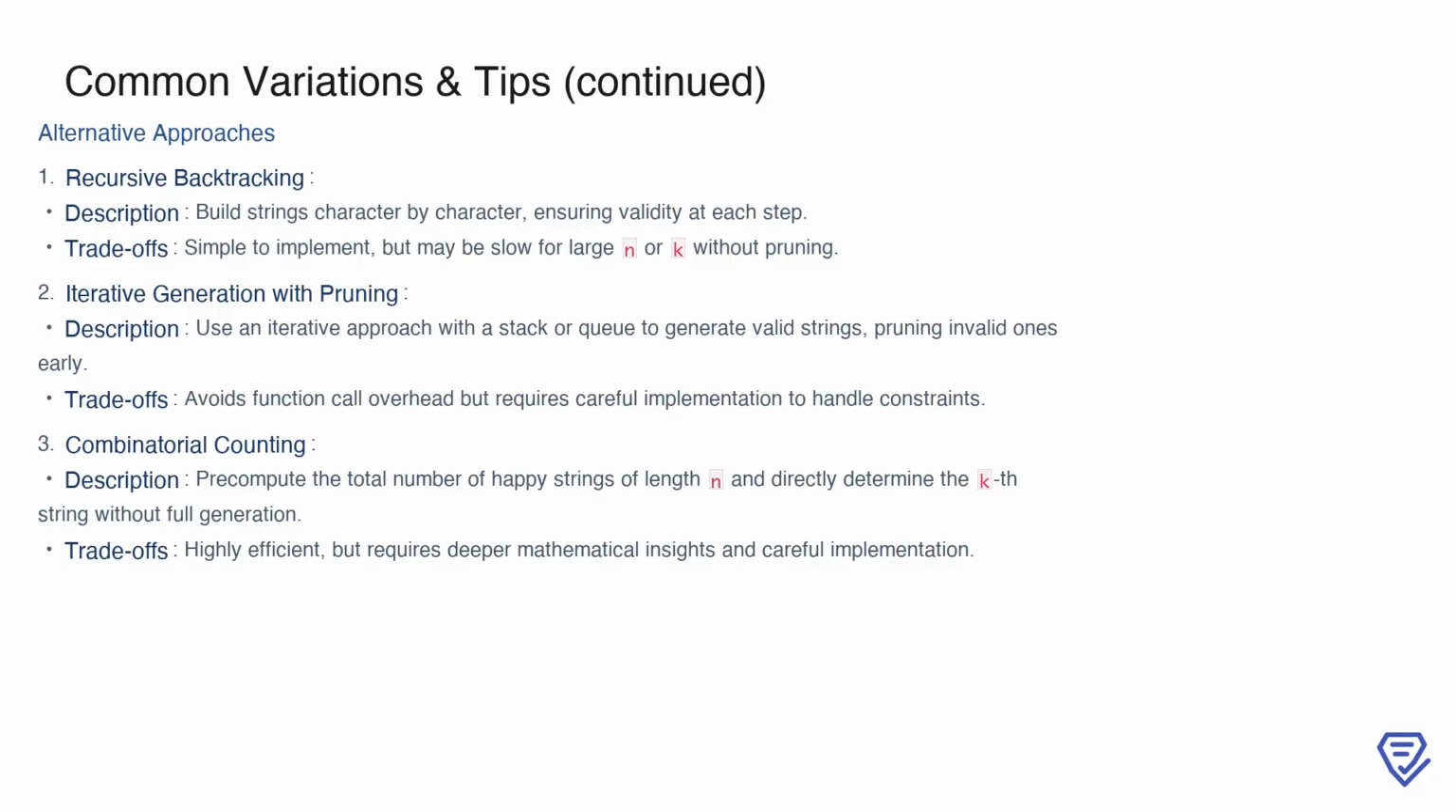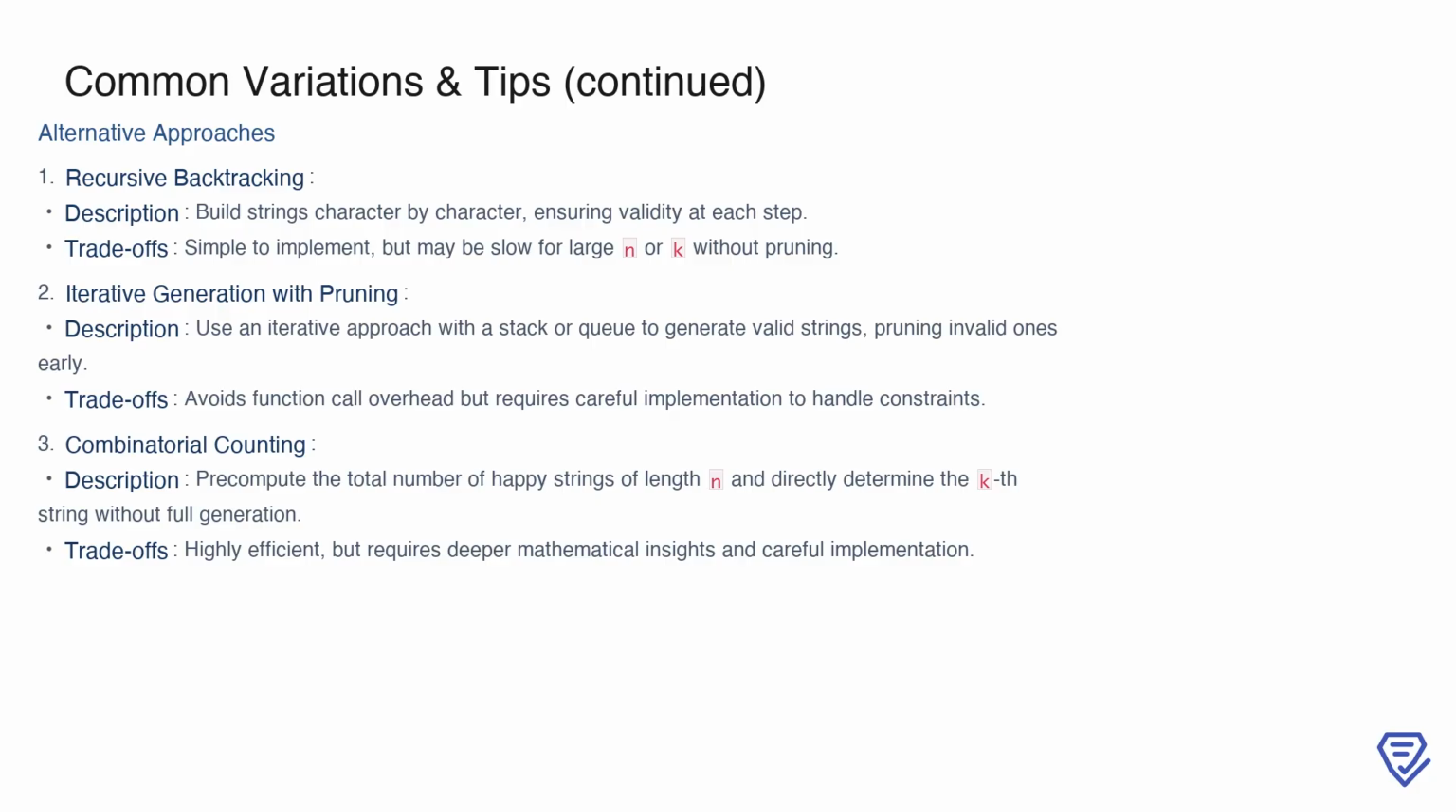Now, let's explore some alternative approaches to solving this problem. First, recursive backtracking is a straightforward method where you build the string character by character, ensuring each step maintains the validity of the sequence. While simple to implement, this approach can become slow for large values of n or k unless you incorporate pruning to avoid unnecessary computations. Another option is iterative generation with pruning. Instead of recursion, you can use a stack or queue to iteratively generate valid strings while discarding invalid ones early. This avoids the overhead of recursive function calls but requires careful handling of constraints to ensure correctness.